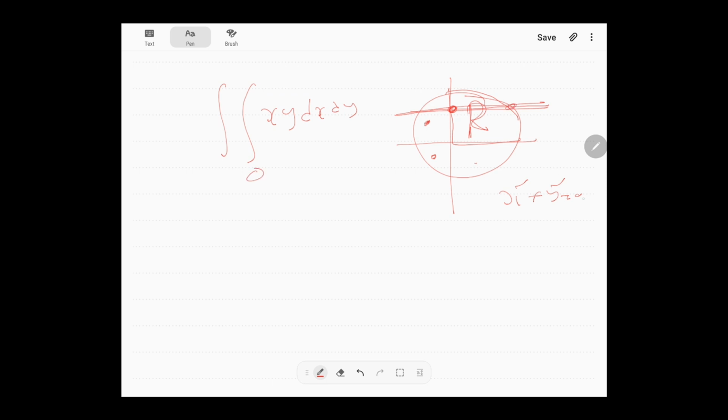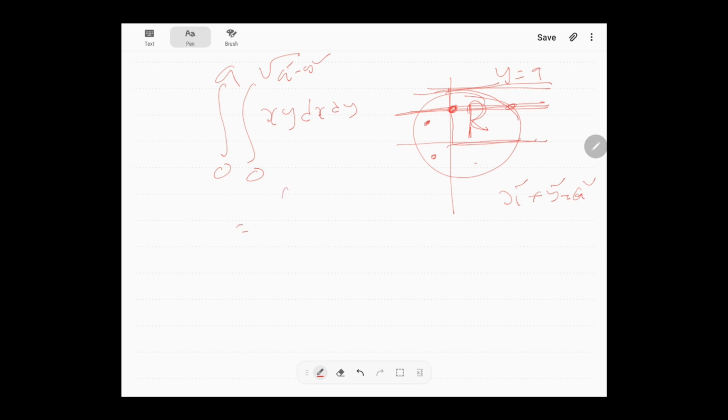So in this region, for a given y, the value of x is 0 and the value of x here is root a square minus y square. X is equal to root a square minus y square. And this y varies from 0 to a. Here a is the radius, therefore y is equal to a.